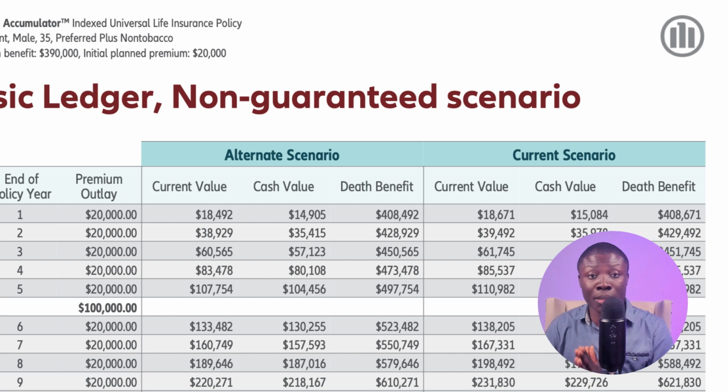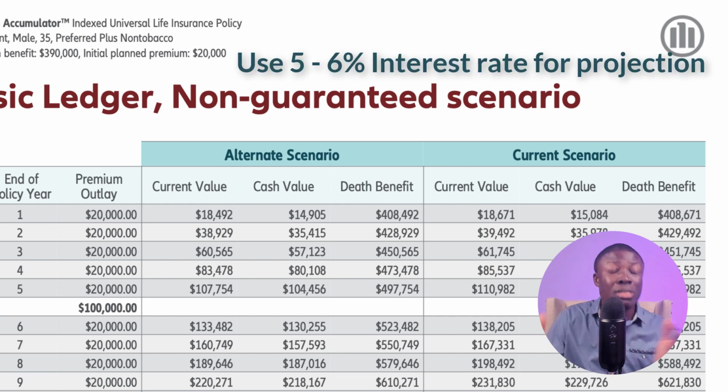Now, I want to point out something. Don't expect your policy to follow the exact projection shown here, as it's just one of the many possible outcomes. No one can predict how the market index will perform. In fact, you might change your mind. You might switch some of the indexes. Nobody can predict all this. And so we cannot predict how the index is going to perform. That's why it's a good idea to use about 5 to 6% in the projection. That sets a realistic expectation.